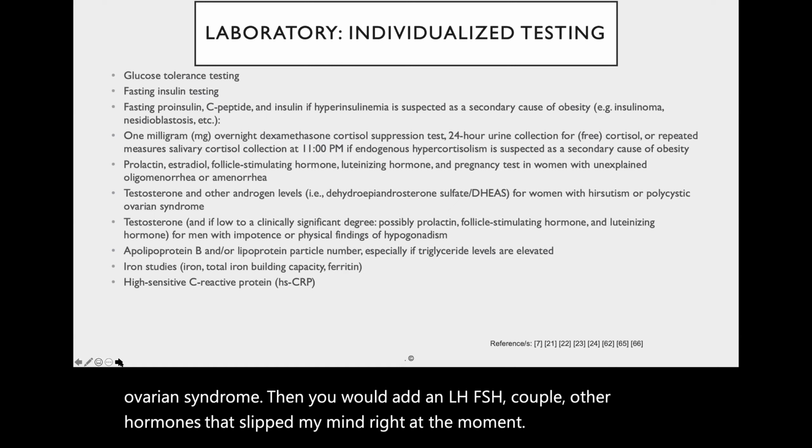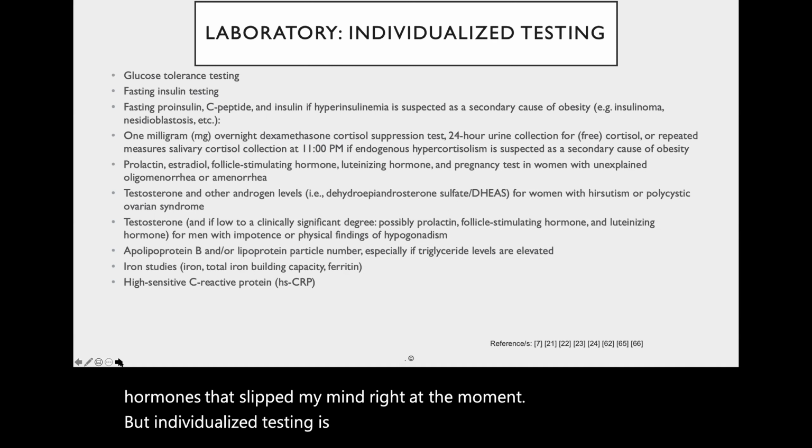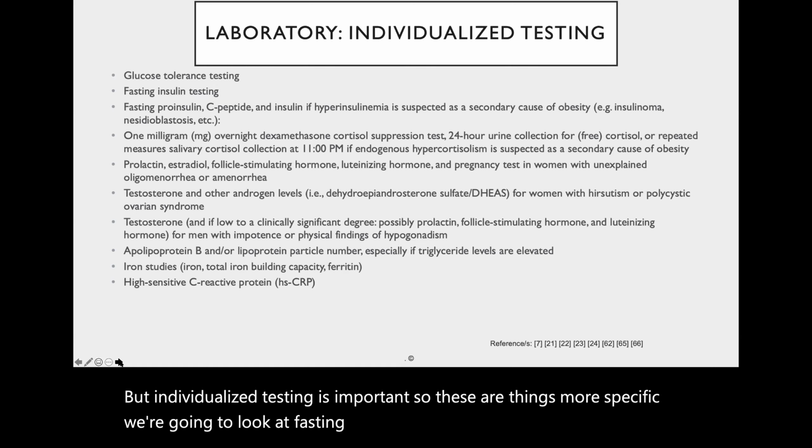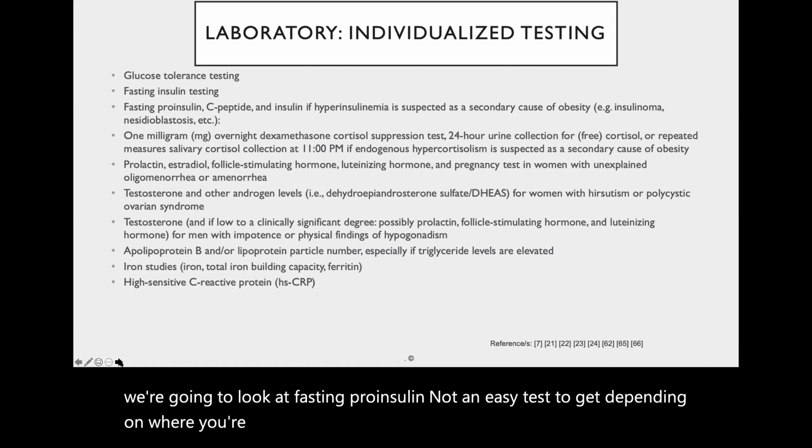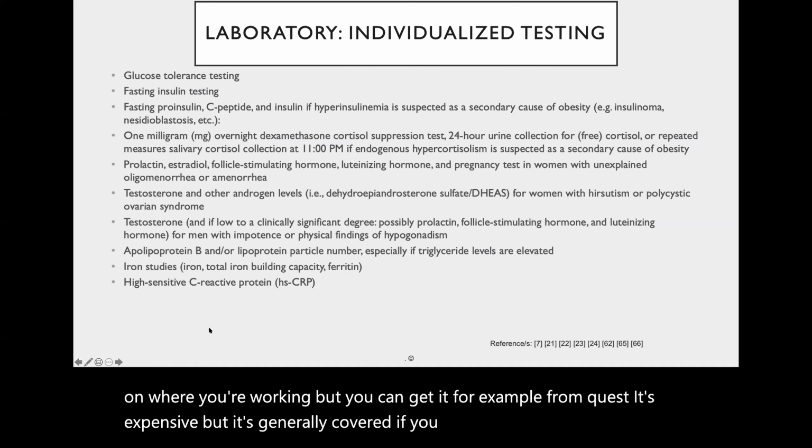But individualized testing is important. So these are things more specific. We're going to look at fasting proinsulin, not an easy test to get, depending on where you're working. But you can get it, for example, from Quest. It's expensive, but it's generally covered if you code the patient for obesity.